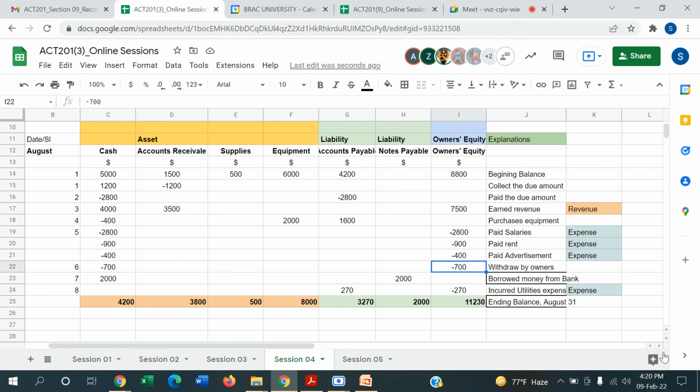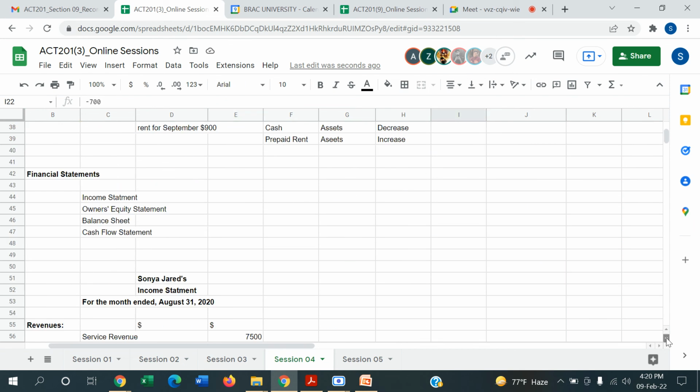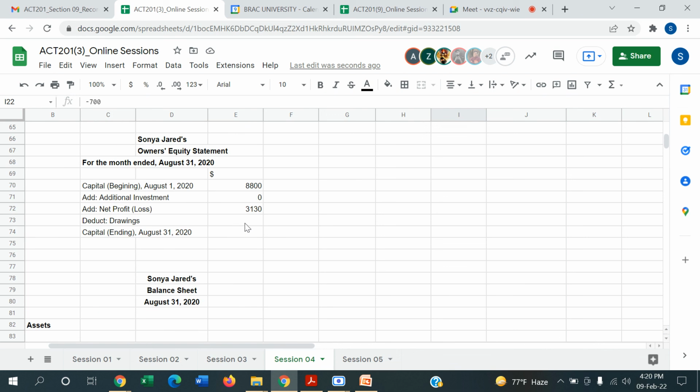Yes, sir, 700. So we'll transfer this information here. This 700. As we already mentioned, we are going to deduct the drawings. That's why we do not need to mention any negative sign here. So this beginning capital, we'll add if there is an additional investment, we'll add the net profit. If there is any loss, we'll deduct it. Then we'll deduct the drawings part.